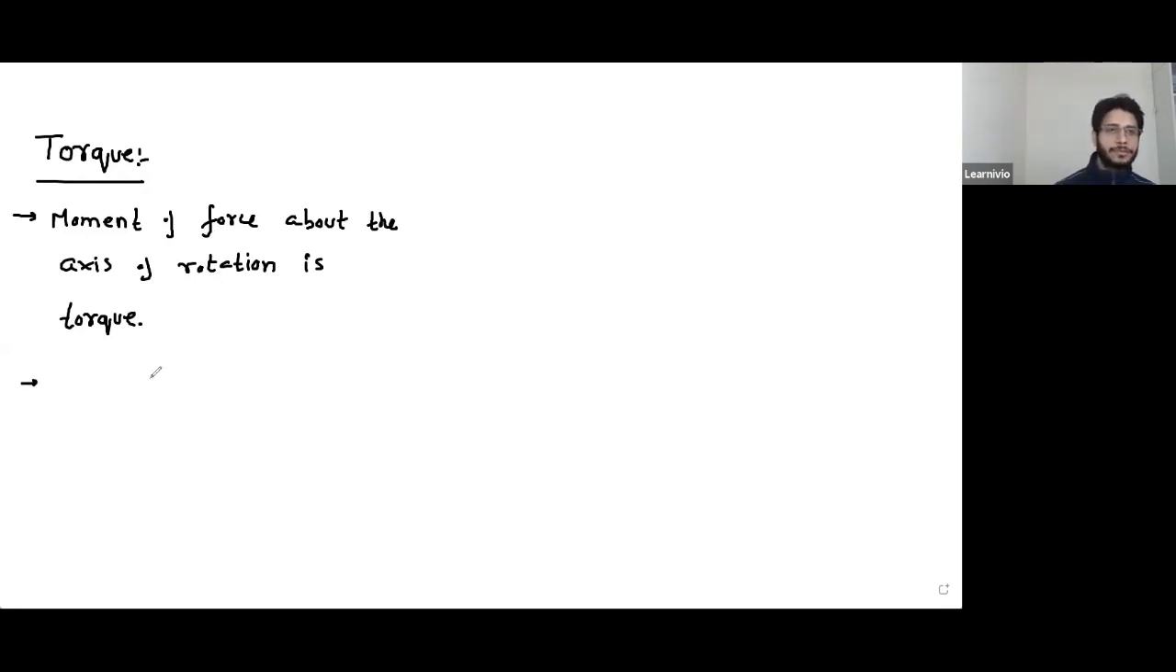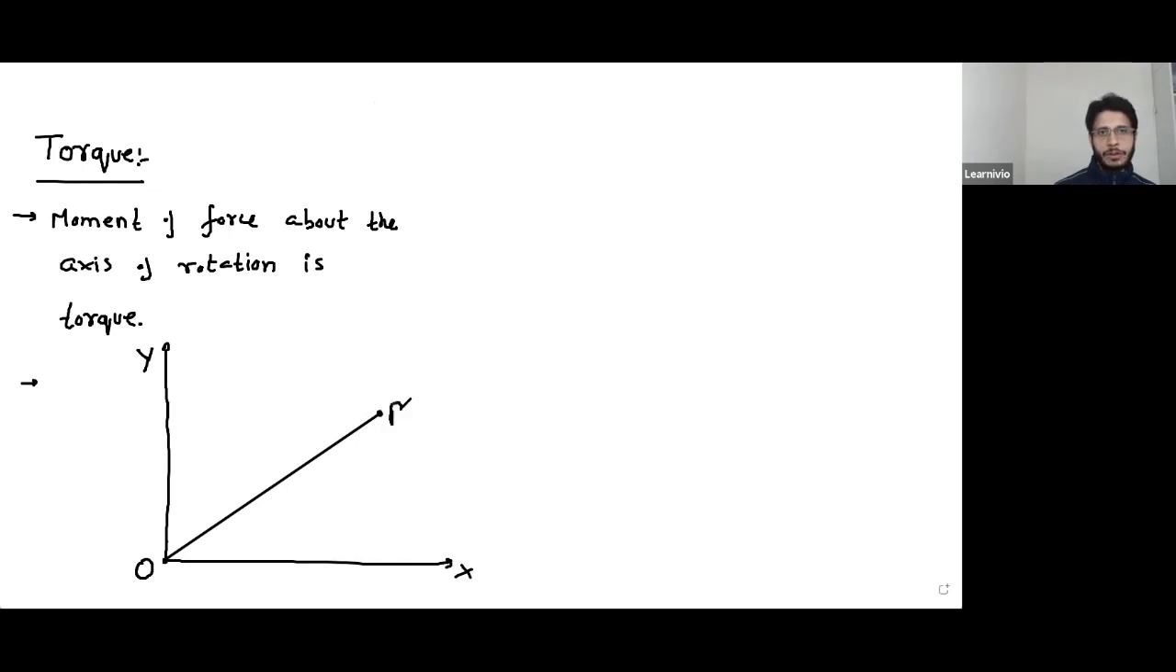What is torque here? To define torque, let's take a coordinate system. This is an XY coordinate system, and this is the origin of the coordinate system. Let's say this is a rod. I'm considering this point of the rod. This point is fixed at this point O. I call this fixed point O the axis.